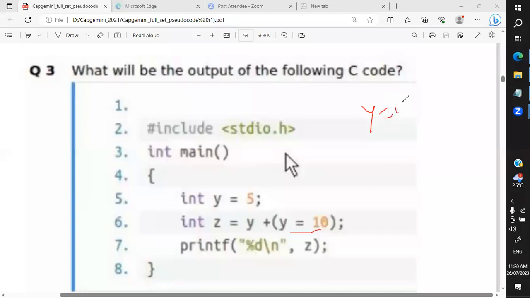That updated value only will be taken here, because the expression with braces has more priority compared to anything else. So that's why we are executing the statement inside braces first. So y value is 10. That 10 only will again be taken, 10 plus 10 is 20. Z value will become 20. Simple one. I hope everyone understood that. Easy one.